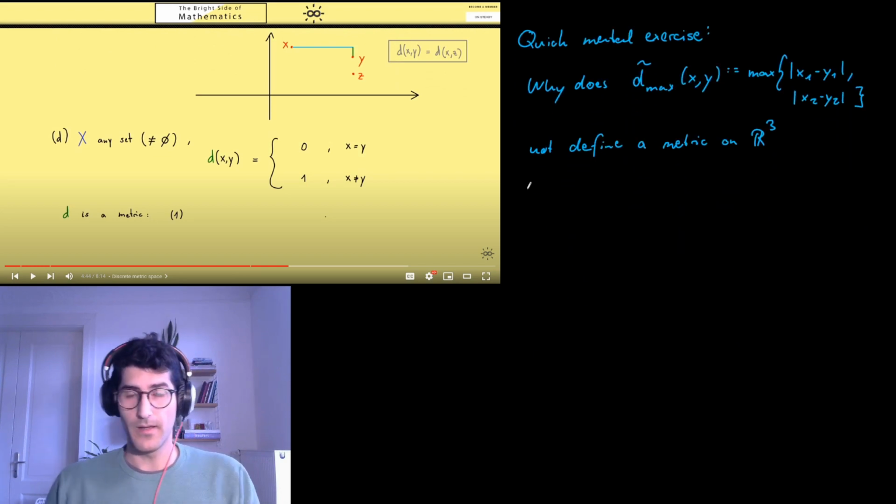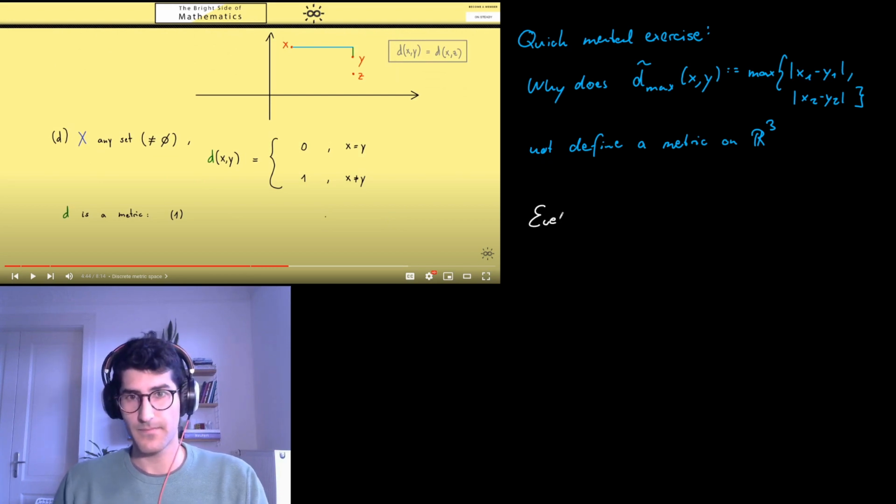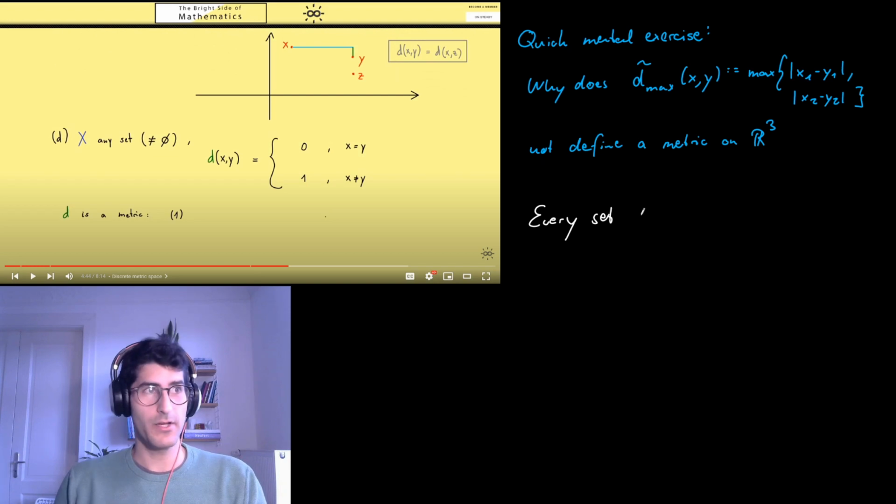So maybe let's first start with the good news. Thanks to the discrete metric, which works on any set, every set can become a metric space.